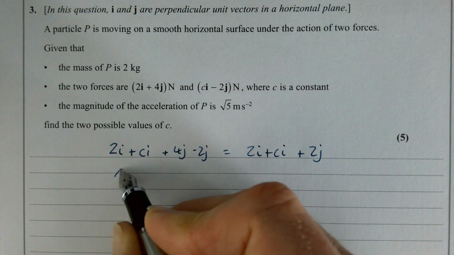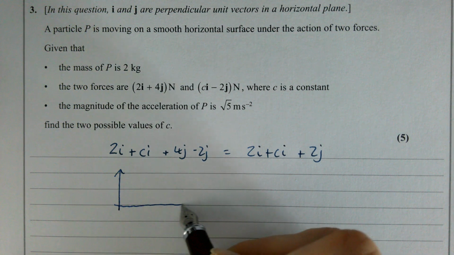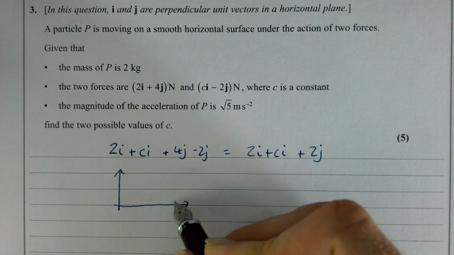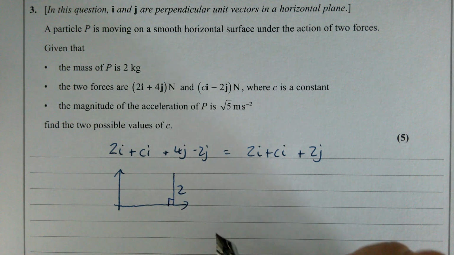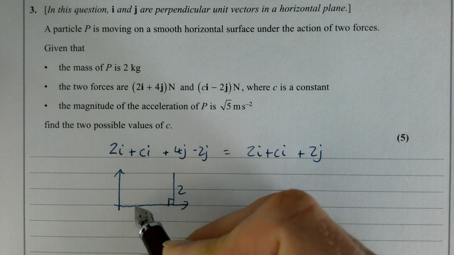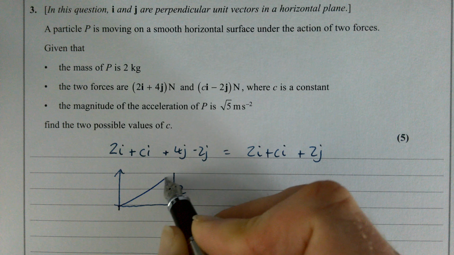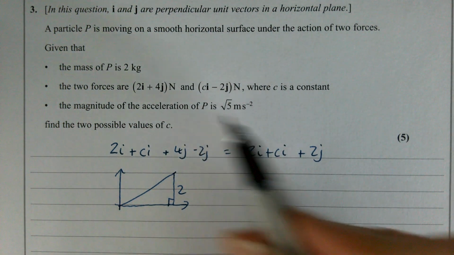So if I start thinking about that as what that means, on the upward thing, we're going to be going up 2, aren't we? And the magnitude is √5. And that is the magnitude of the acceleration, not of the forces, isn't it?